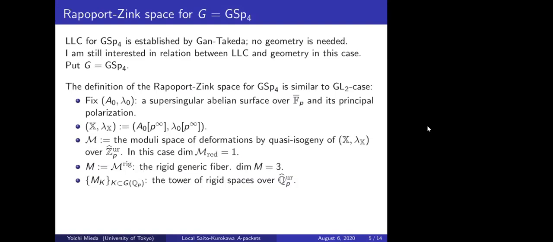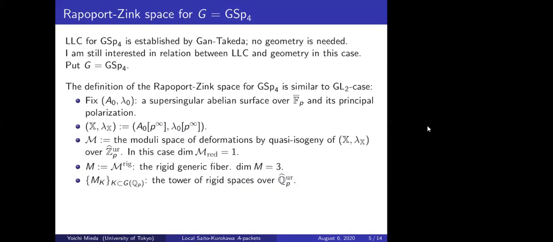So yes, this means that there is a deformation. So the self quasi-isogeny of this object, which is of degree zero and which is not an isomorphism. And let M be a rigid generic fiber of this formal scheme. Then this M is three dimensional. Actually, this M is a local analog of the Siegel threefold, so it is natural that the dimension is three.